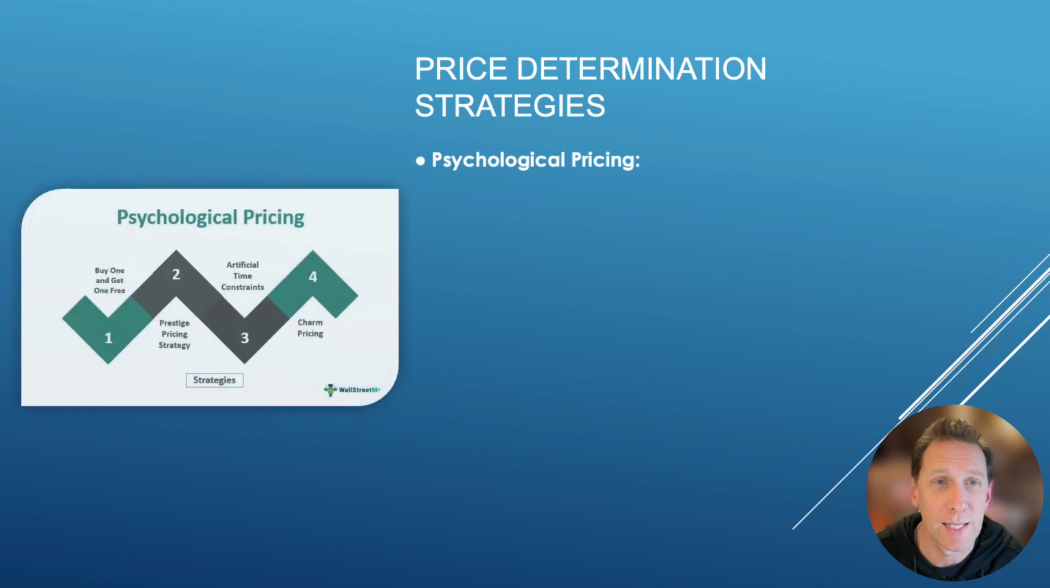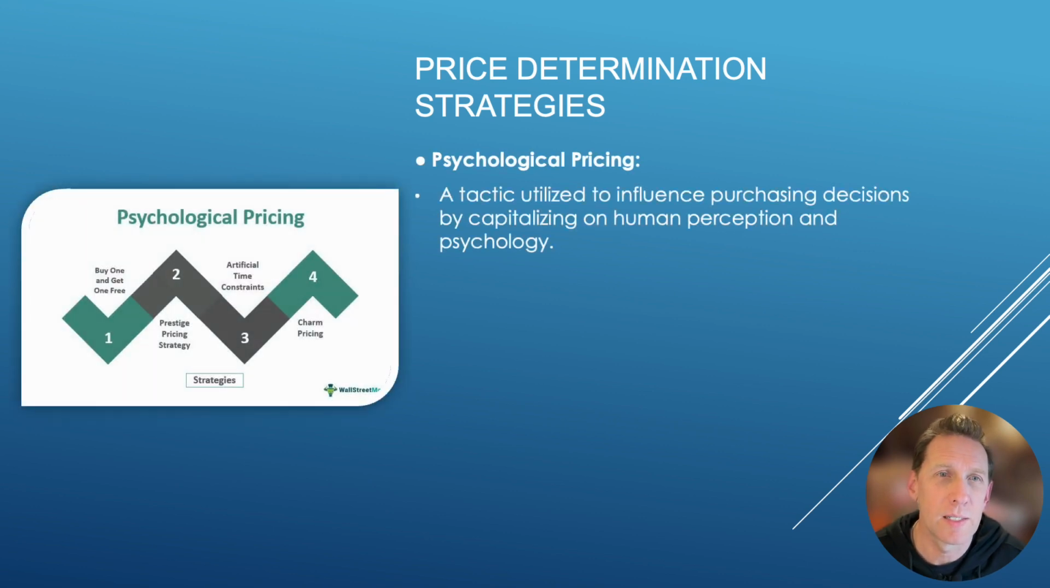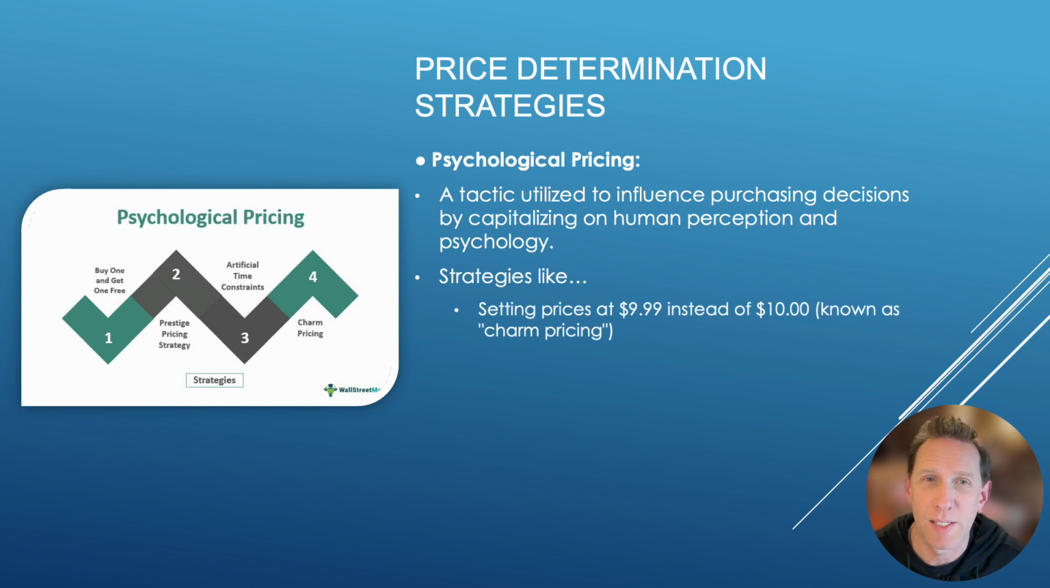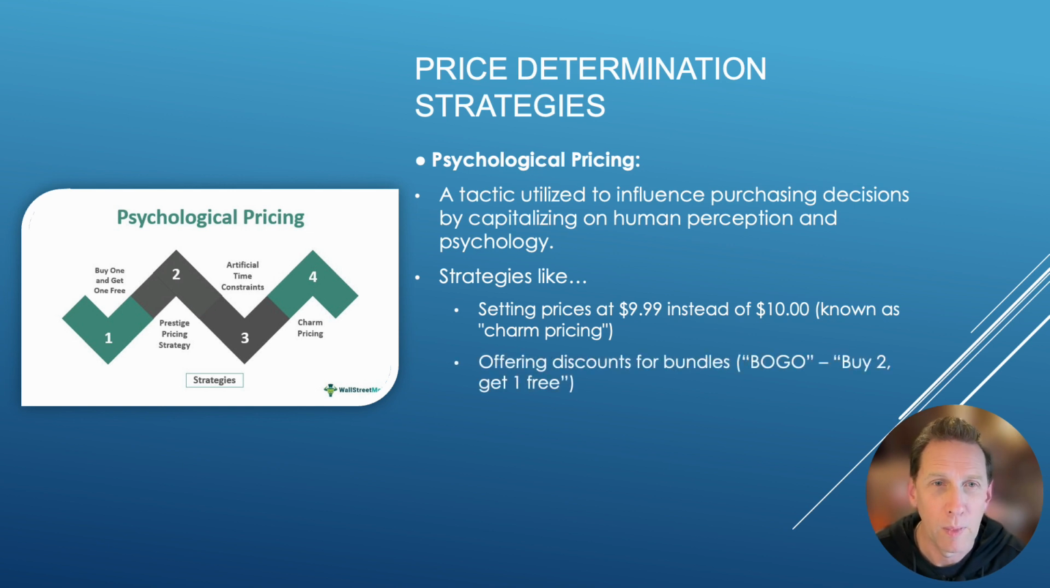Finally, there is psychological pricing. This is a tactic utilized to influence purchasing decisions by capitalizing on human perception and psychology. Strategies like setting prices at $9.99 instead of $10. This is something known as charm pricing. Or you could offer discounts for bundles.